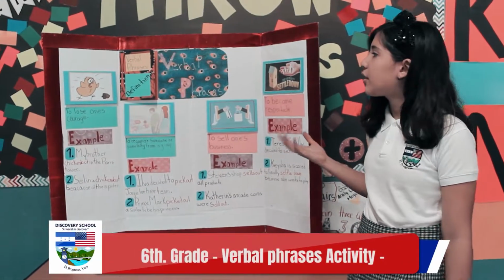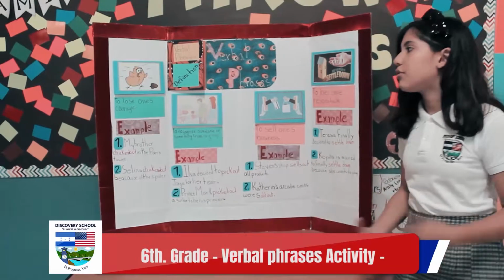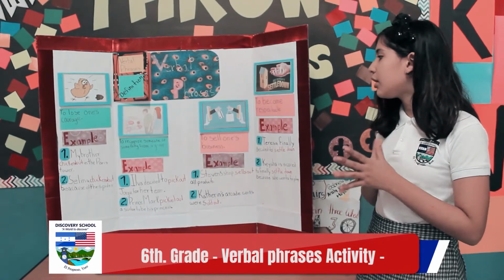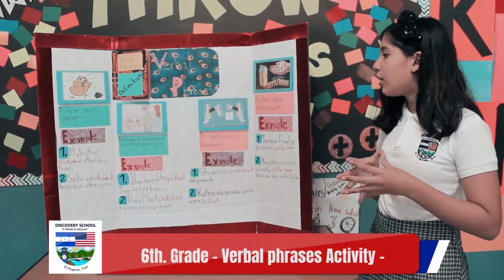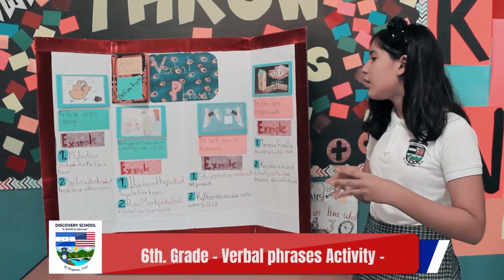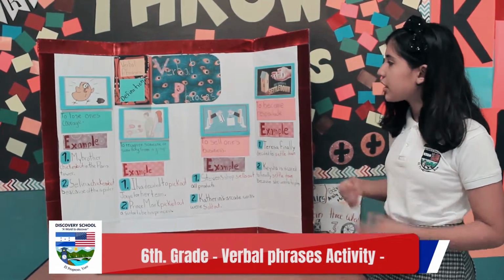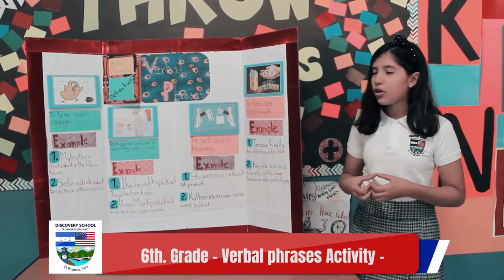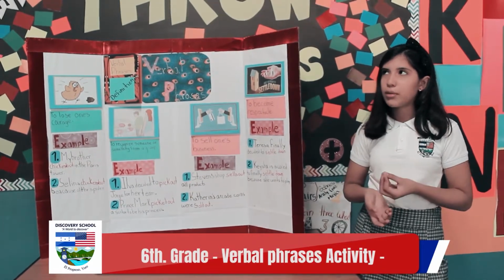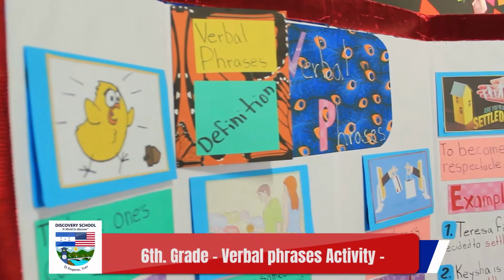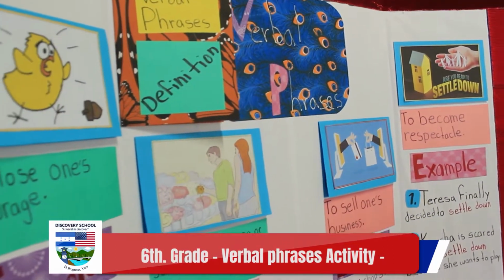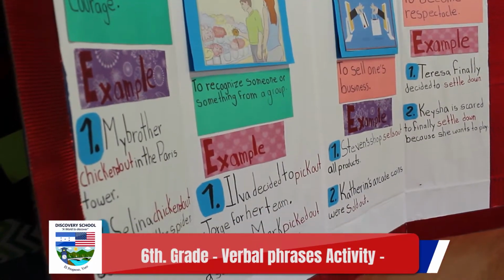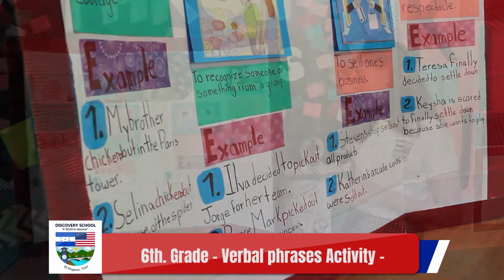Some verbal phrases are: chicken out, to lose one's courage. So we have some examples like: my brother chickened out at the Paris Tower, or Selena chickened out because of the spider. The second is pick out, to choose someone or something from the group, or to pick something that you want. Some examples are: Eva decided to pick George for her team. Second example: Prince Mark picked out a suitor to be his princess.